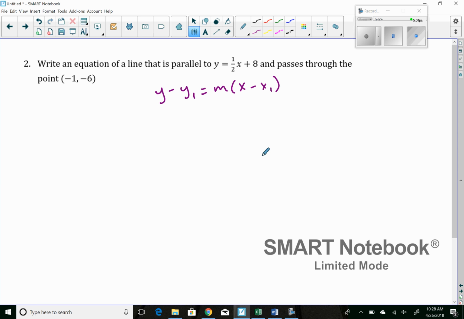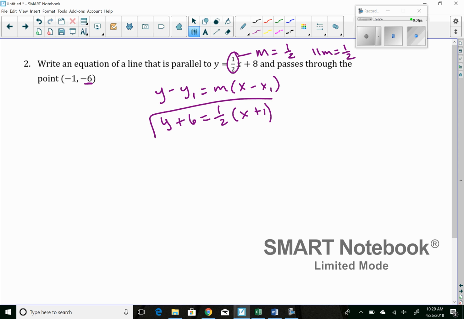If I then keep going here, I know that the slope that I'm looking for is 1/2, because the slope of the line is 1/2, so the parallel slope is also 1/2. And the point I have, so I could just say y plus 6. It's plus 6 because this is a negative number. The slope is 1/2, and then plus 1. Now, if it just says to write an equation of a line, this is done. You actually don't have to do anything else if you don't want to.